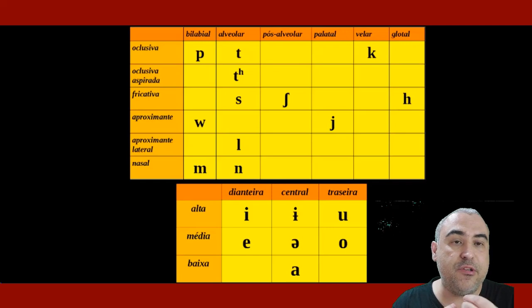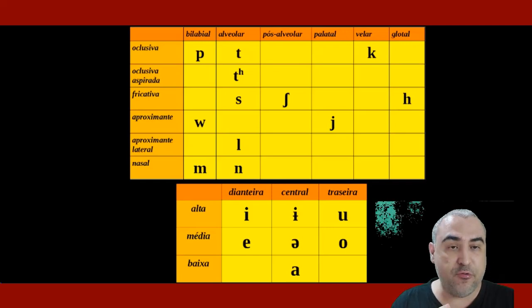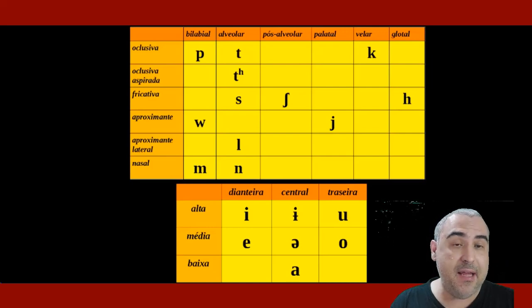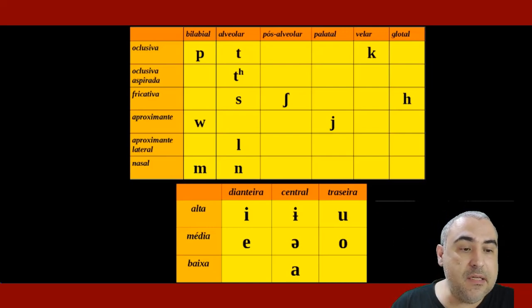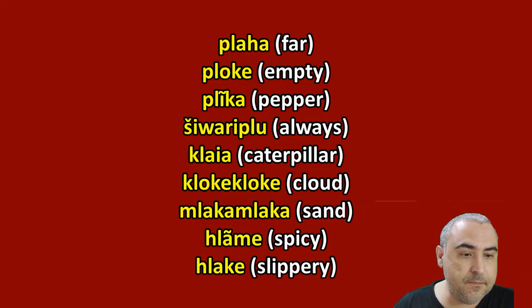That is usually transcribed in many traditional transcription systems as Y, the letter Y. It's like a central non-rounded vowel. Central back non-rounded vowel.